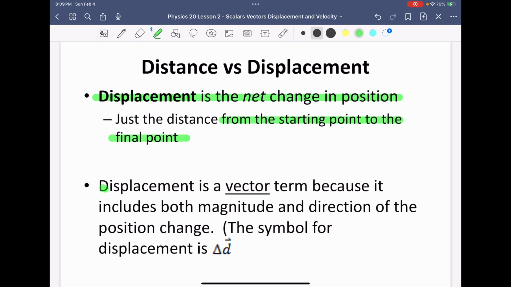Now, displacement is a vector term because it includes both magnitude and direction. So from our definition of a vector, it must include the how much plus the given direction. And then the big change we're going to use in the symbol here is, just like we said before, if we have vectors, we want to put this little arrow on the top indicating that this is a vector quantity, or something that includes direction.